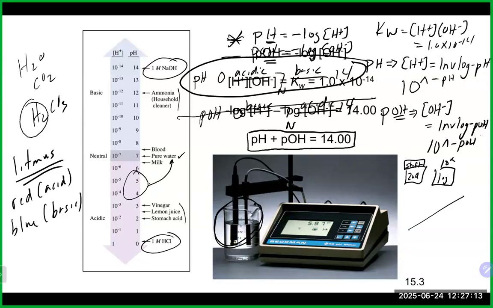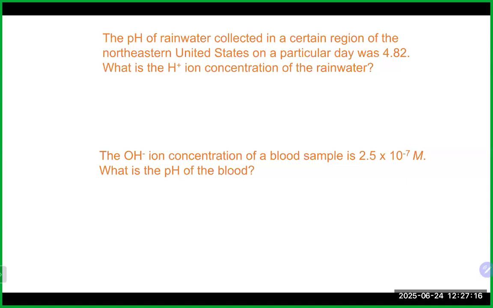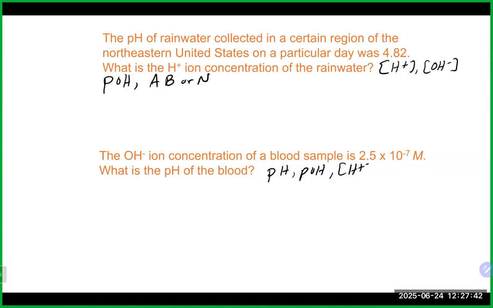All right, so let's try some here. We have rainwater and the pH there is 4.82. Let's just calculate everything, make sure our calculators work. So we want to know what is the H plus concentration, what is the OH minus concentration, what is the pOH, and is it acidic, basic, or neutral? And for the bottom one, let's calculate the pH, the pOH, the H plus concentration, and is it acidic, basic, or neutral? All right, so take a few moments there and calculate each of those and see what you come up with.